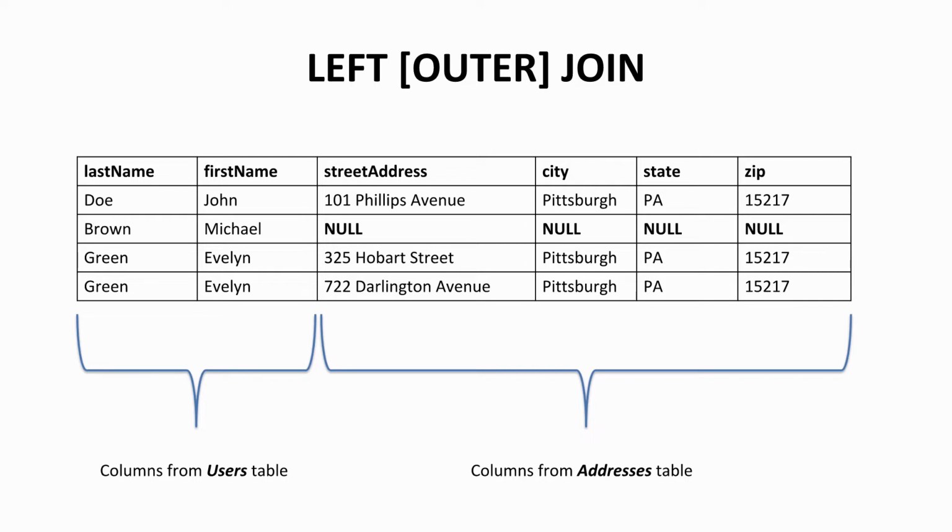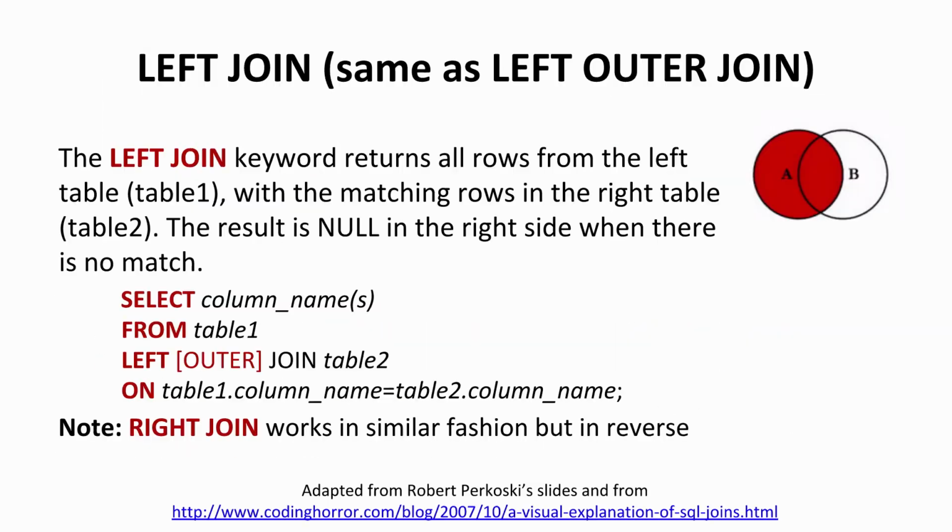So what I want to do is see a result set like this, where we have columns from the users table, columns from the address table, but still show Michael Brown even though there's no match here, and just indicate that there's no match by either showing nulls or NAs or NaNs, whatever you want to do. So this is called a left join. And basically, the Venn diagram for it is this.